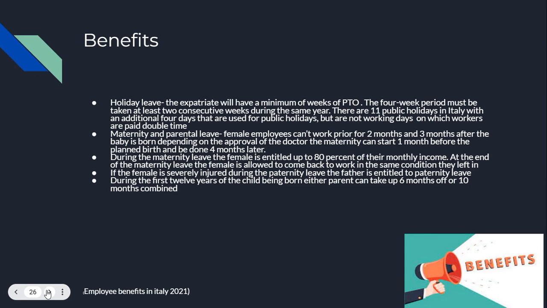How the maternity and parental leave will work is female employees can work prior for 2 months and 3 months after the baby is born, and depending on the approval of the doctor, the maternity can start 1 month before the planned birth and be done 4 months later. During the maternity leave, the female is entitled to up to 80% of their monthly income. At the end of the maternity leave, the female is allowed to come back to work in the same condition they left in. If the female is severely injured during the maternity leave, the father is entitled to paternity leave during this time.